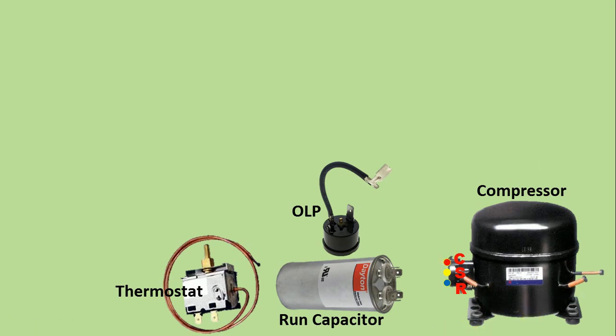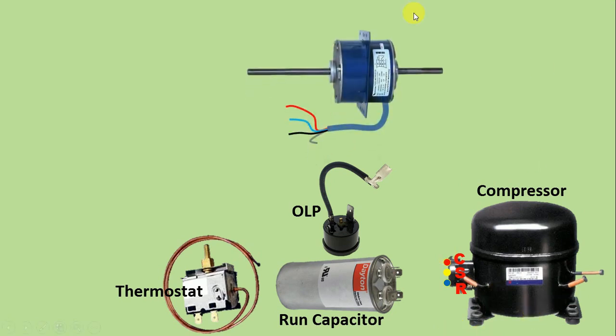Now after this, in a window AC, one fan motor is also installed. Friends, as you can see here, 4 wires are coming out from this fan motor. Among these 4 wires, 3 wires are for speed. That is, this is a 3-speed motor. The remaining 1 wire is for neutral power supply. We will talk about these 4 wires later also during the connection.